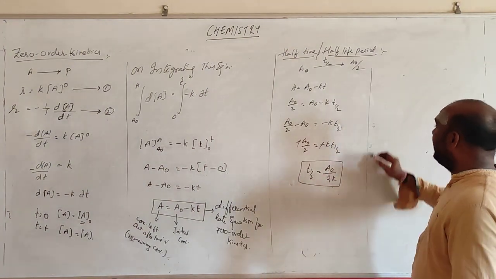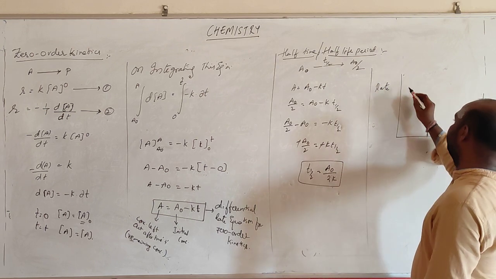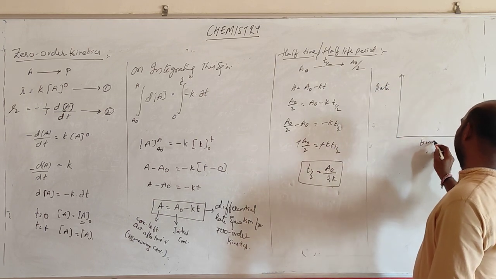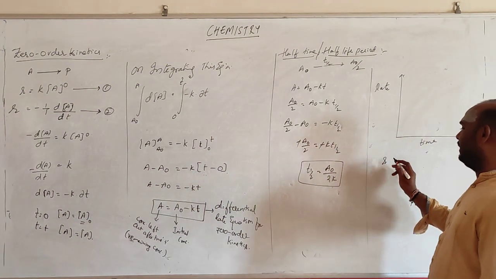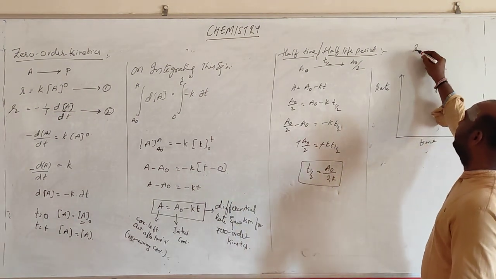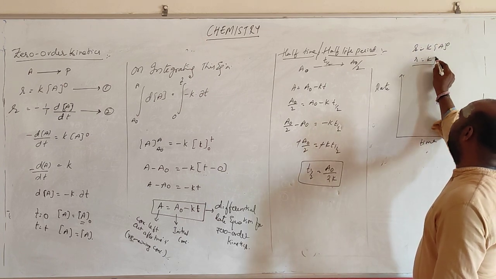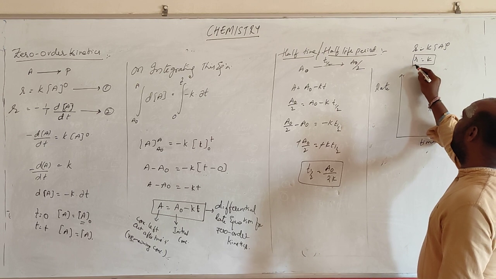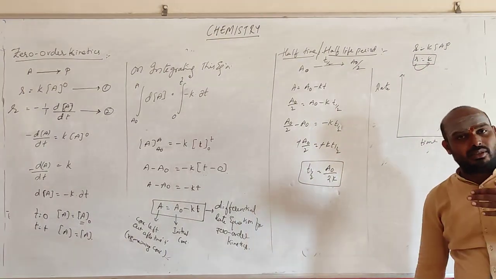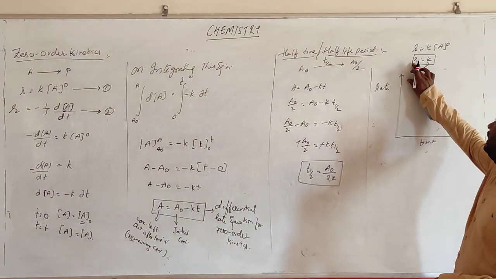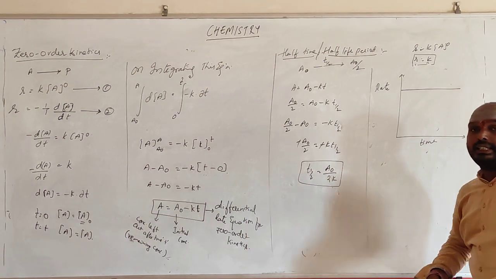See, if you take the graph of rate versus time, you know that rate is equal to k into A to the power 0, which means rate is equal to k. The rate is not depending upon the time. The rate is constant. So the rate doesn't depend upon the time.